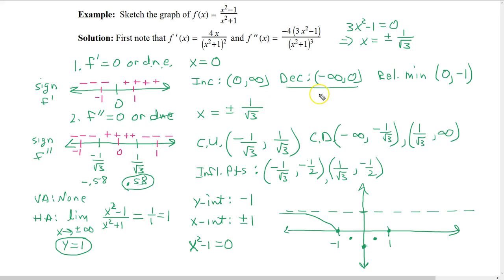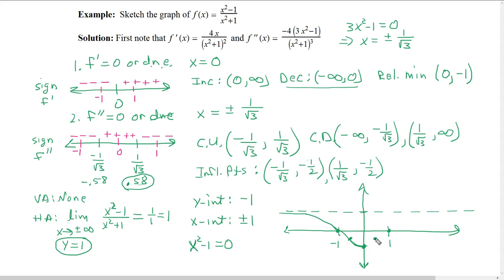Alright, now we have to go from here to here. Now let's see, we are going to continue to decrease until we get to 0, right? We're decreasing from -infinity all the way up to 0, right there. And we are still going to be concave downward until we get to this point. Now once we hit this point, we have to get over to this point, so we continue to decrease, but now notice we are going to be concave up from -1/√3 to 0. So now we're concave up. This is a relative minimum right here.